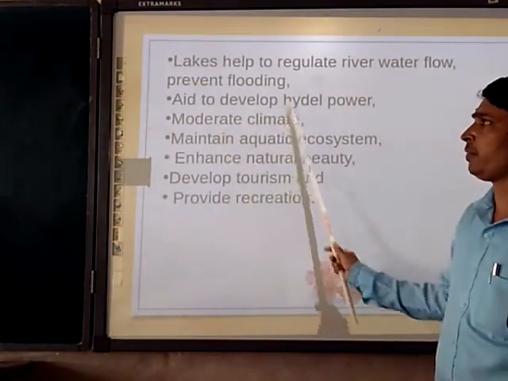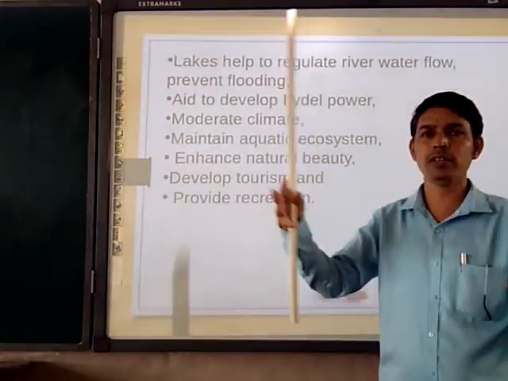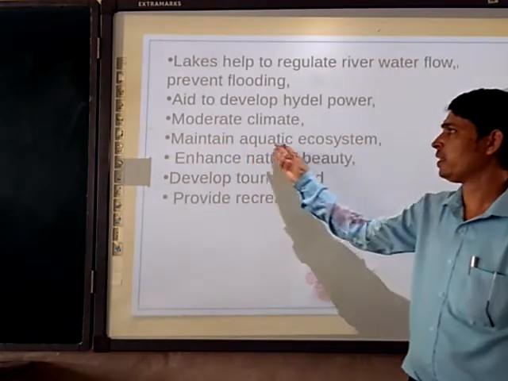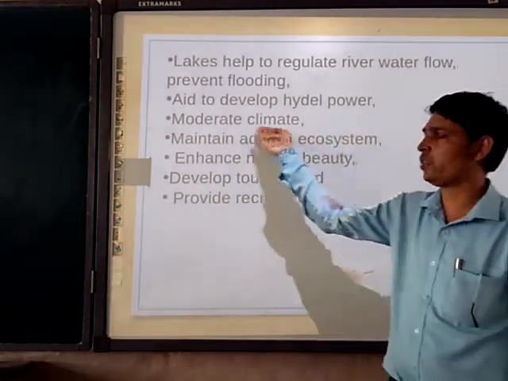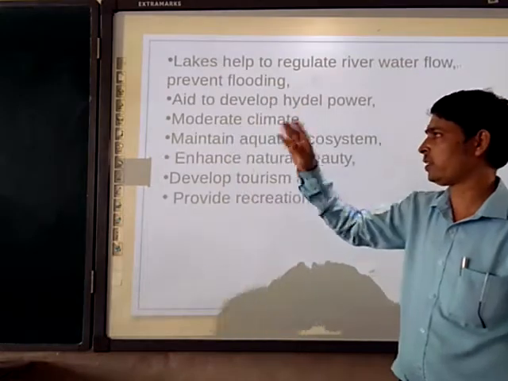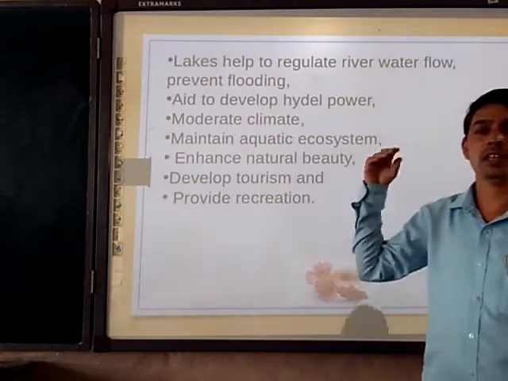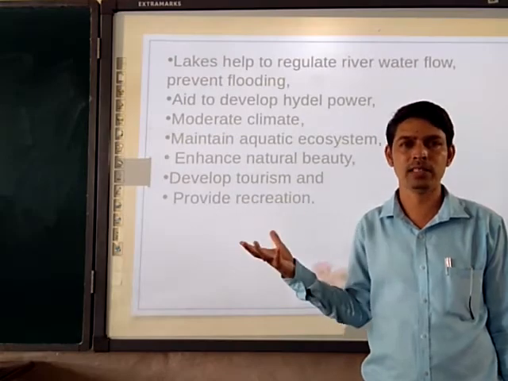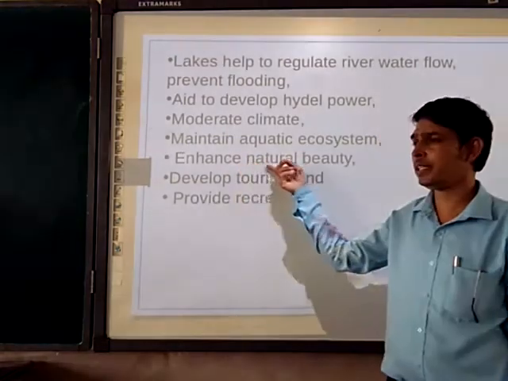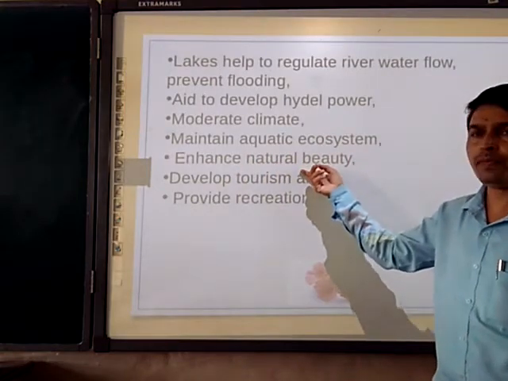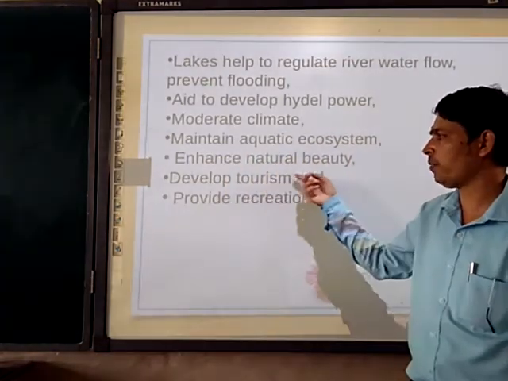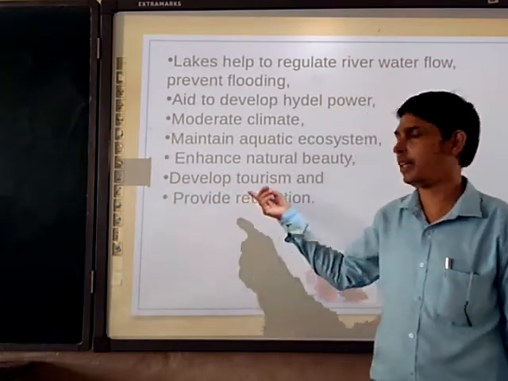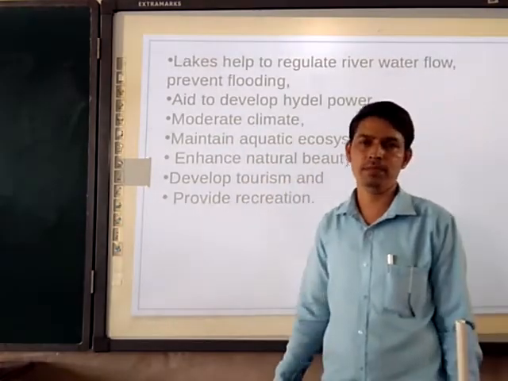Then moderating climate. A lake is going to create a natural ecosystem over there and moderate the climate. Maintain the aquatic ecosystem. The aquatic ecosystem is also maintained by the lakes. Enhance natural beauty. You are very much prone to visit any scene or site of lakes, right? So it enhances the beauty of nature, develops tourism and provides recreation. It also creates work for recreation and develops tourism.